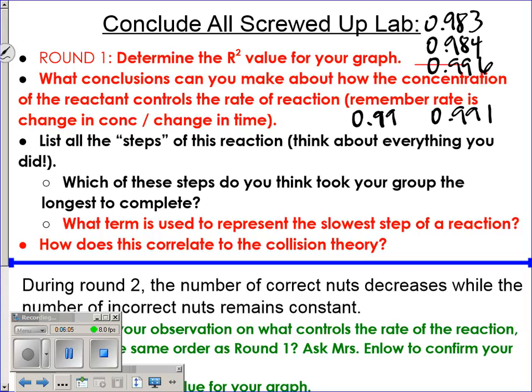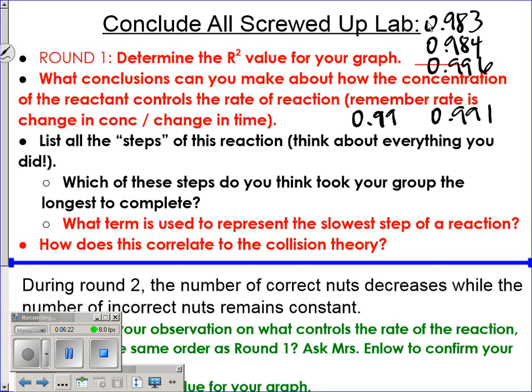Hold on. Let's try that again. Rate is change over time, right? Change in loose screws over time. Do you see the slope stays the same, same, same, same, same? Okay, you should probably be writing some of this down because this is called a zero order reaction.